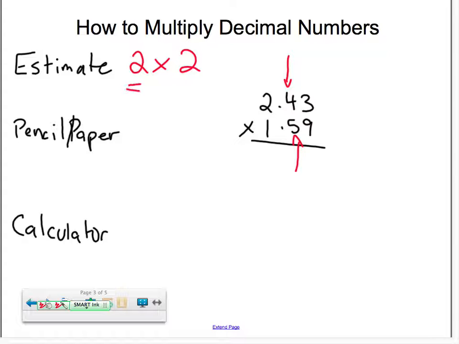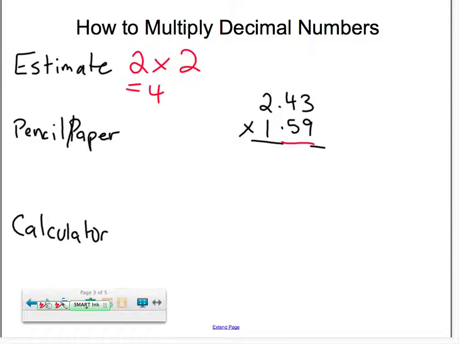So who can finish off that for us? In our estimate, what should we be shooting for? Dylan. 4. Yeah, we're looking for about a 4. So now we're going to actually calculate this out. So we know we're looking for about 4, and here we go.